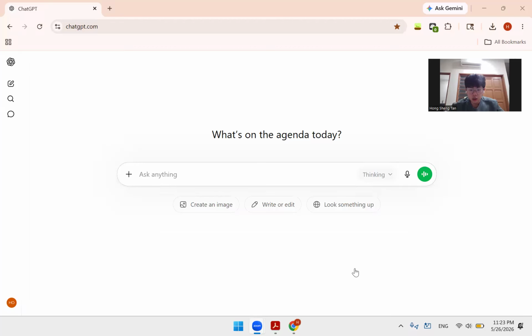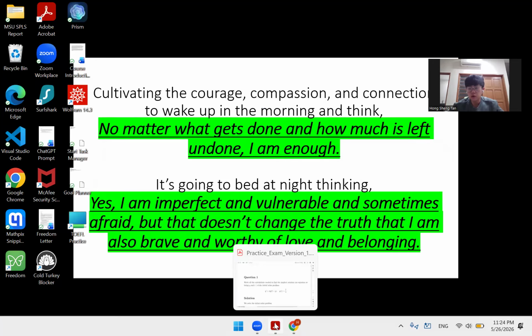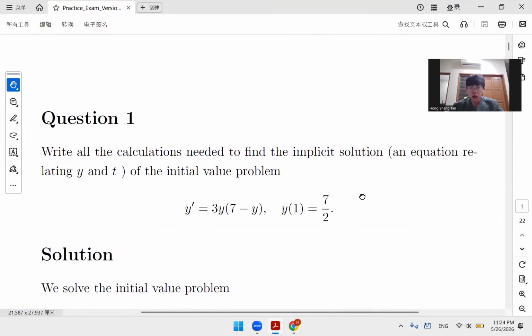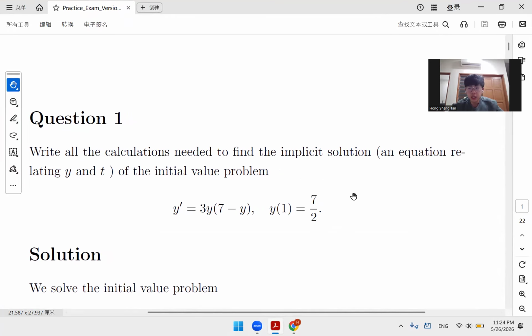Okay, good afternoon. So today we want to introduce a technique that makes AI a better teacher to learn math. I call this technique "split into the steps," so you can zoom in on whichever step you want. Let's illustrate this technique with a question.